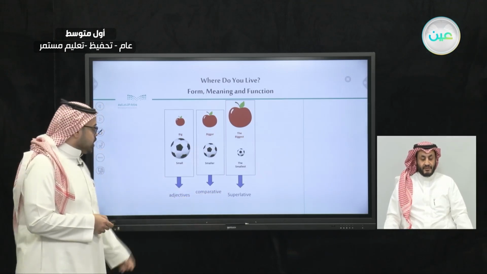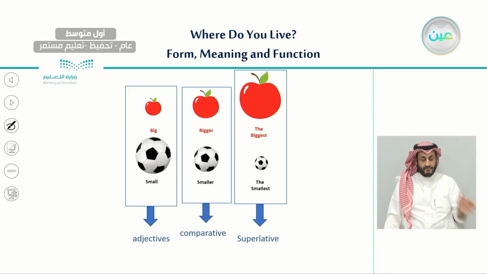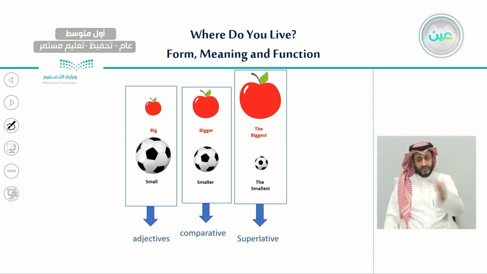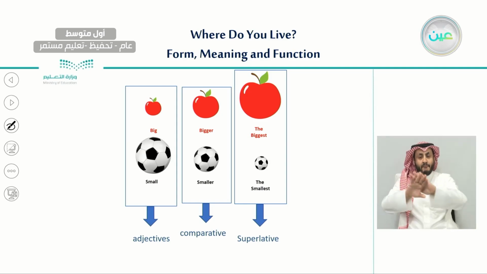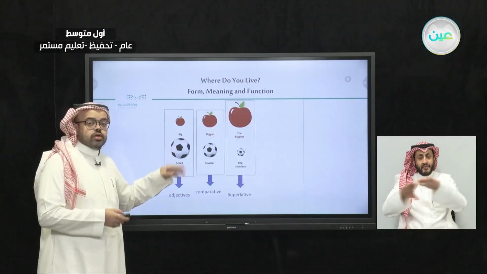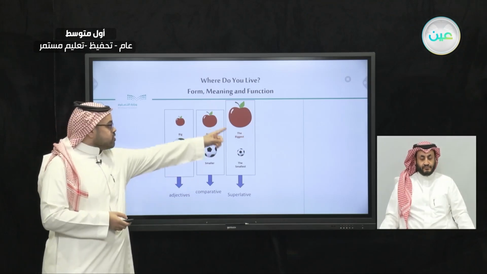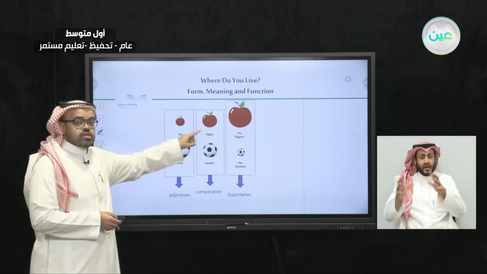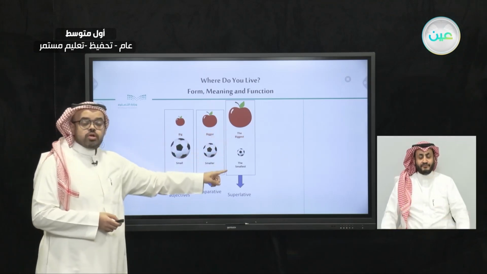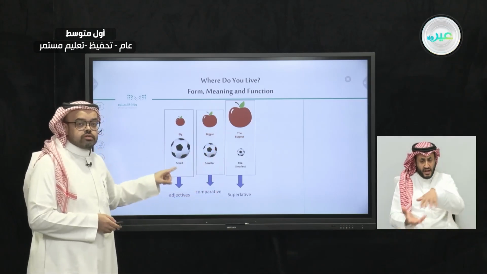So again, here we have adjectives, big and small are adjectives. Here we have a comparative form, bigger and smaller. Comparative forms usually come between two things, and the superlative form between three things or even more. So this apple is the biggest of all these apples, and this ball is the smallest of all these balls.